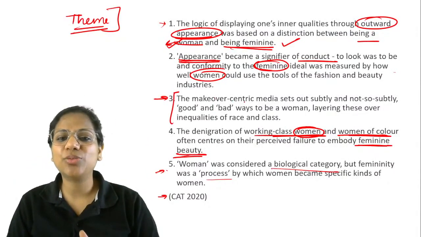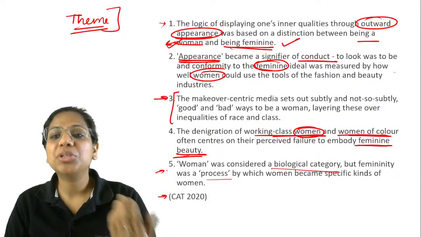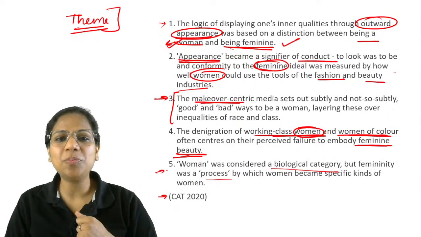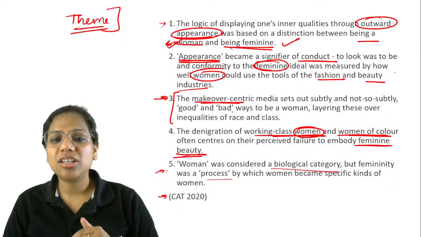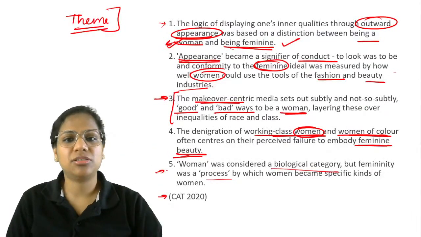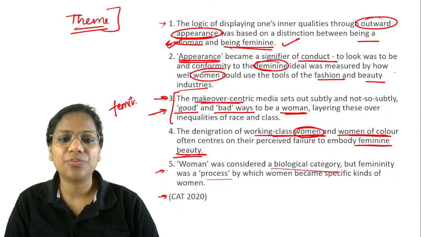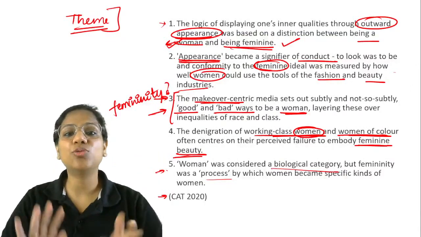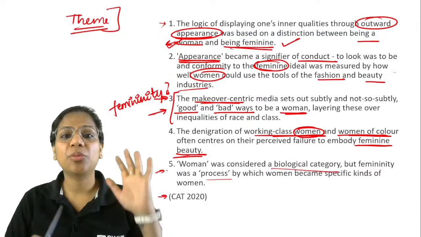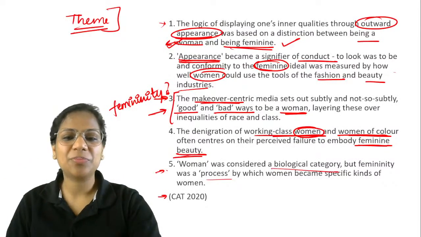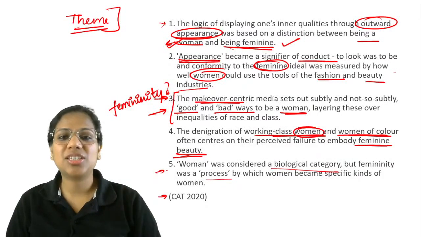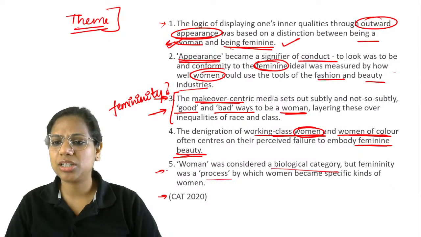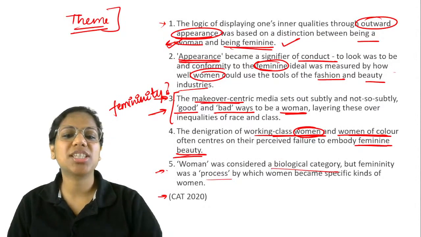Whereas in 3, I understand that we are talking about appearance here. We're talking about fashion and beauty industries. So you might have thought that, okay, makeover centric has been taken from there, right? However, this is about good and bad ways to be a woman. This sentence says nothing about femininity, does it? The paragraph is not about what are the good ways of being a woman or what are the bad ways of being a woman. The paragraph talks about being a woman versus being feminine. So that's our answer. 3 is the odd sentence out. It's talking about ways of being a woman rather than the difference between being a woman and being feminine. Yes, absolutely. That is why 3 is the odd sentence out here.